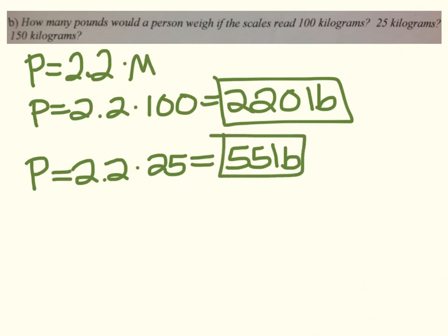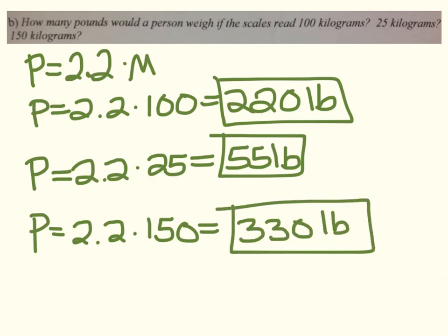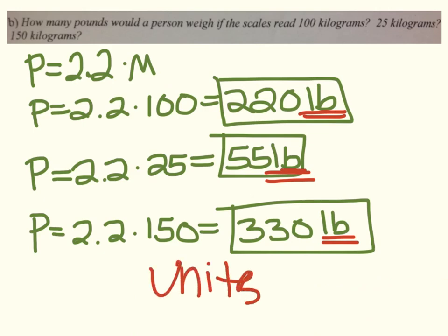150 kilograms, we do P equals 2.2 times 150. And you would come up with 330 pounds. Big one. And always write your units. Some of you got zapped by that on the last test. Always write your units. Maybe put yourself a note in your notes.